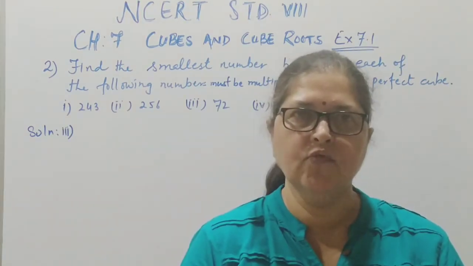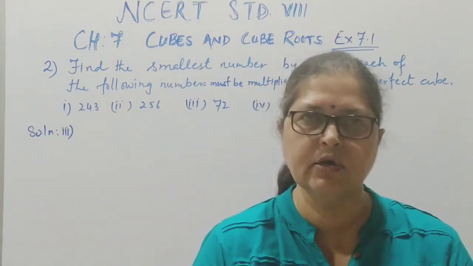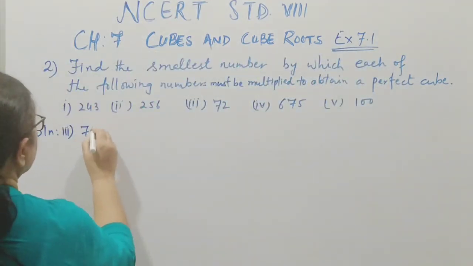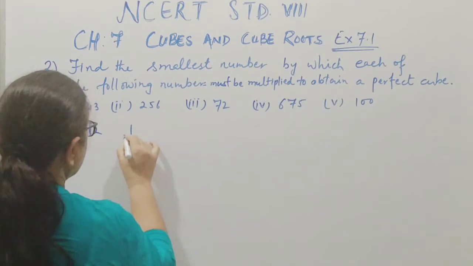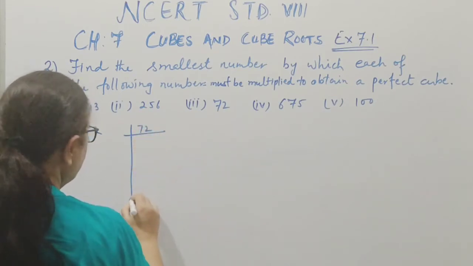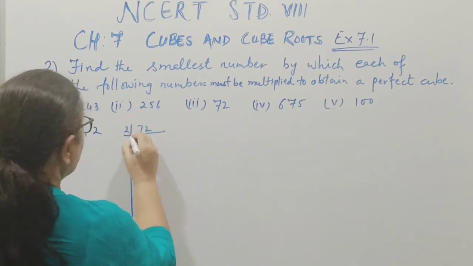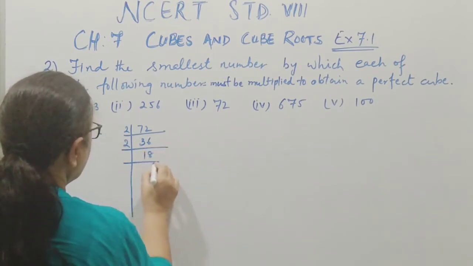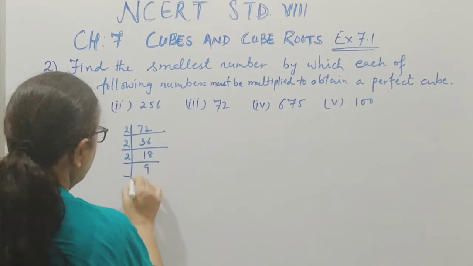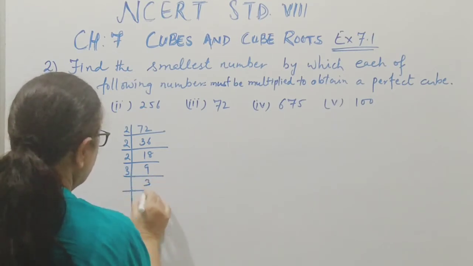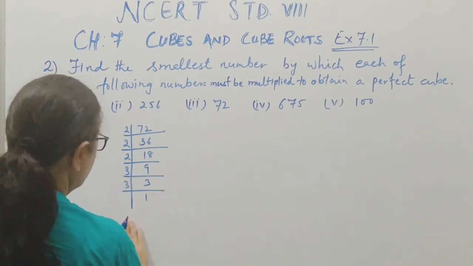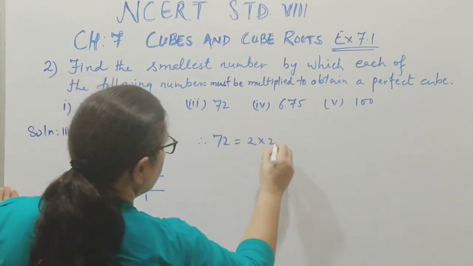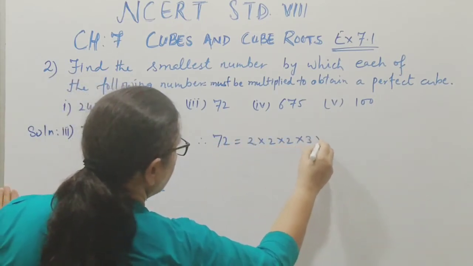Next, third part of question number 2, the number is 72. Let us factorize it. It's an even number, so it is divisible by 2. 36, again by 2, 18, again by 2, 9, then by 3, then again by 3. Therefore 72 is equal to 2 into 2 into 2 into 3 into 3.